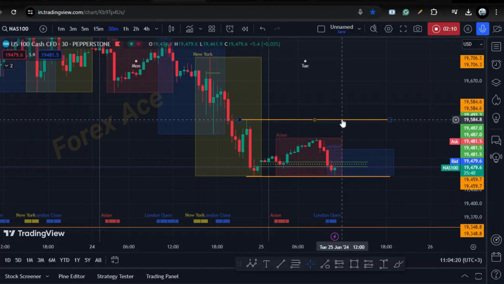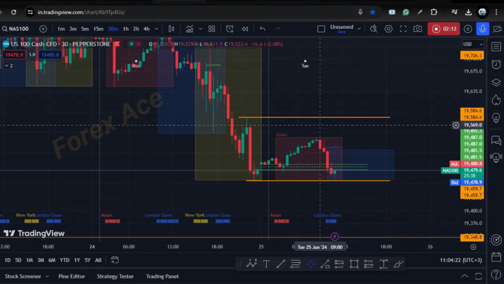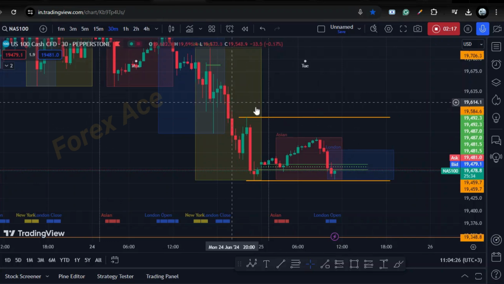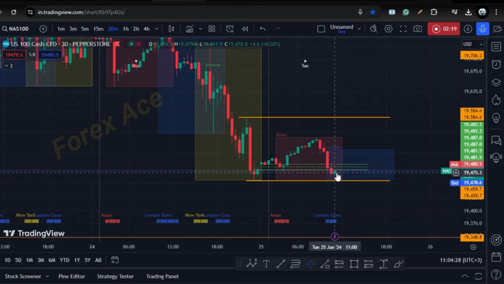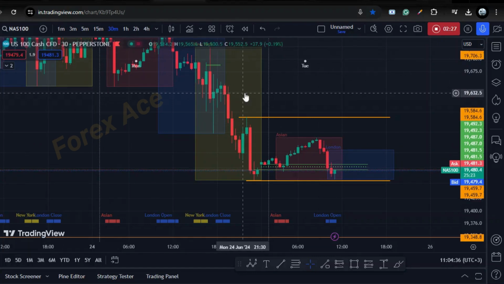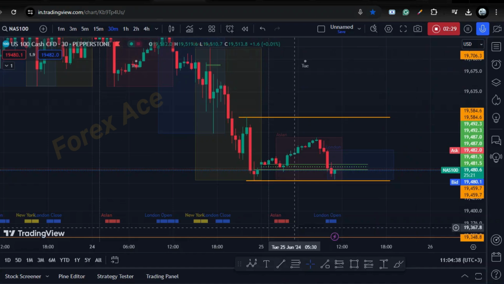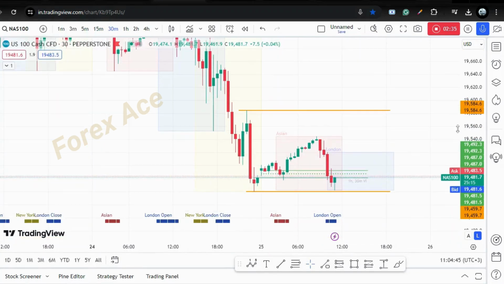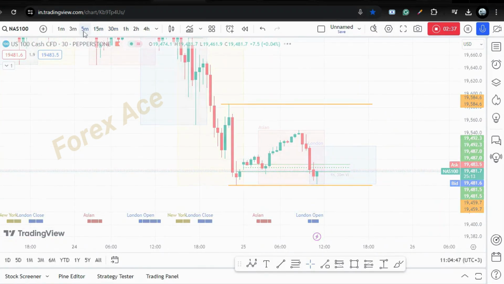Okay, we have a fair value gap here, but I'm not interested in it. So for me, I'm only interested in a trade that will come from here to here. If it gives me 1 into 2 risk to reward, that's all I want. So let's go to the lower time frame.